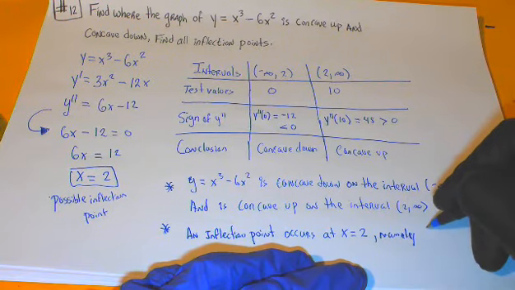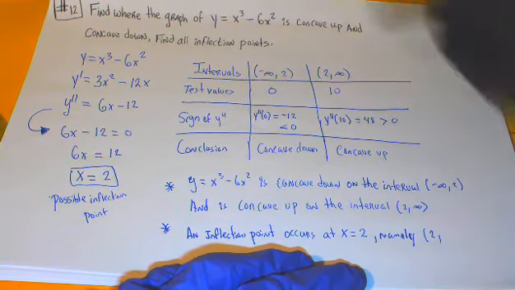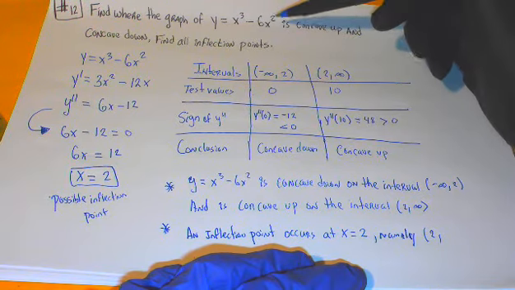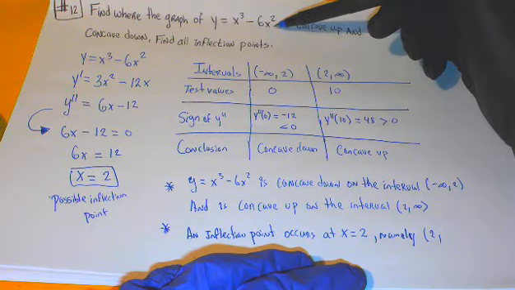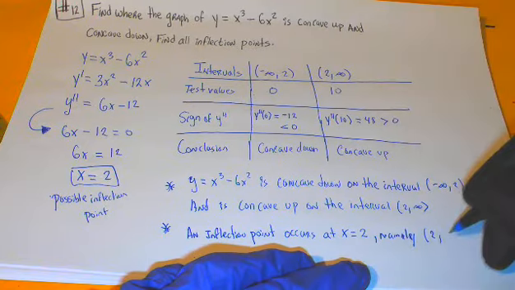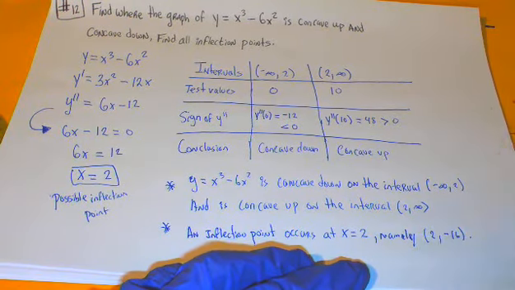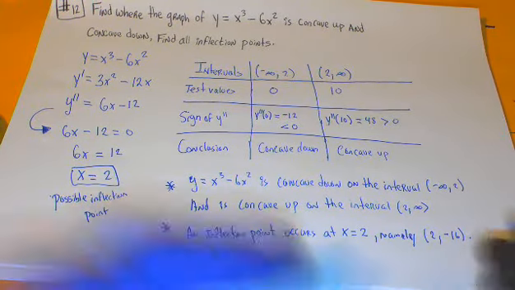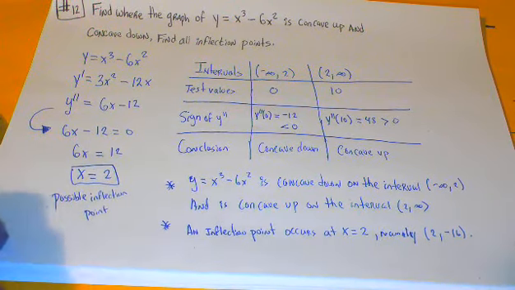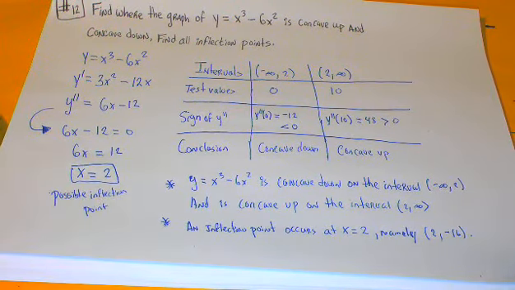If you plug 2 back into your equation, you're looking at 2 cubed, which is 8. 2 squared is going to be 4, so 4 times 6 is 24. So 8 minus 24 is going to be negative 16. So you have an inflection point at exactly the ordered pair 2, negative 16. And that's it. In the next video, we're going to look at problems 13 and 14.